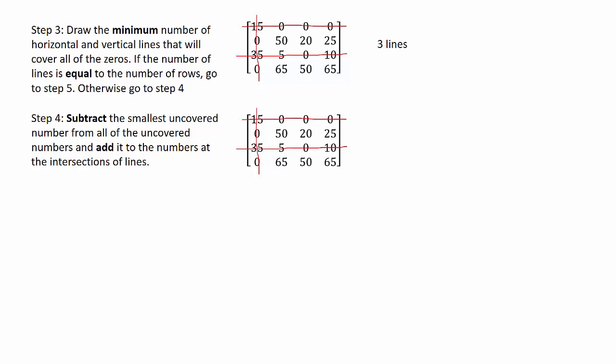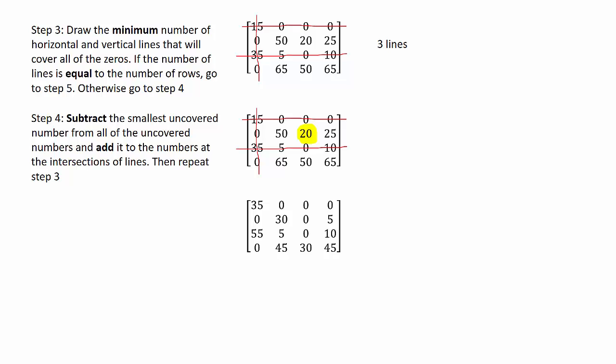So step 4, I need to subtract the smallest uncovered number, that's in the whole matrix, from all of the uncovered numbers and add it to the numbers at the intersections of lines. So you can see my uncovered numbers are 50, 20, 25, 65, 50 and 65. The smallest one is 20. So I'm going to be subtracting 20 from the other numbers, except for I'm going to add it to 15 and 35 because they're at the intersections of the lines that I've drawn.